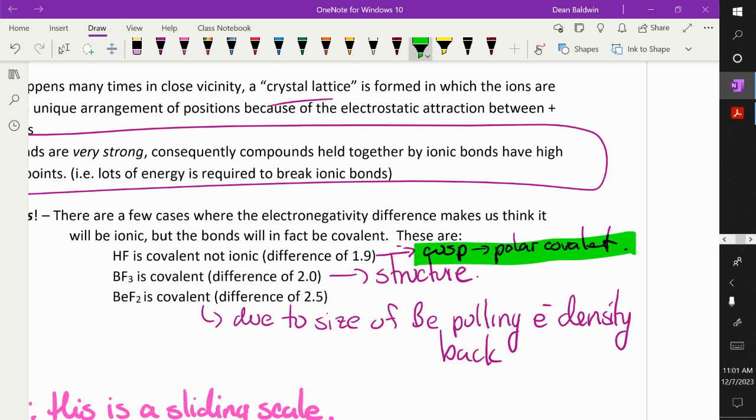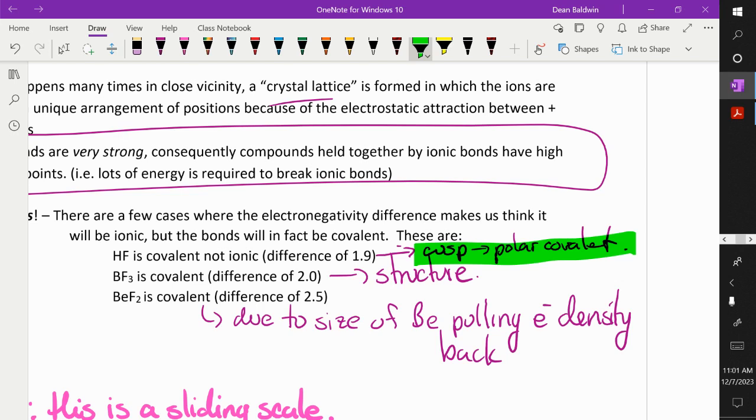Cusp. What I mean is it's close to the definition. We're saying the definition is 1.7 or bigger, right? This is 1.9, so we're close to that number. So it's like, is it ionic? Is it not ionic? Do you know what I mean? It's just close to that number. So the structure can determine if something's ionic or not.